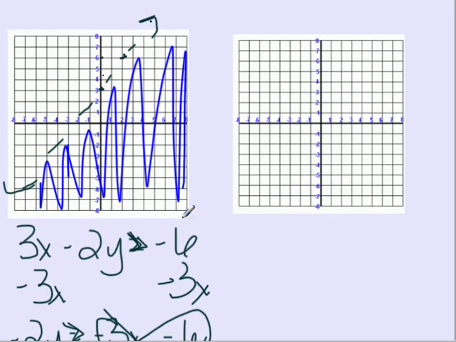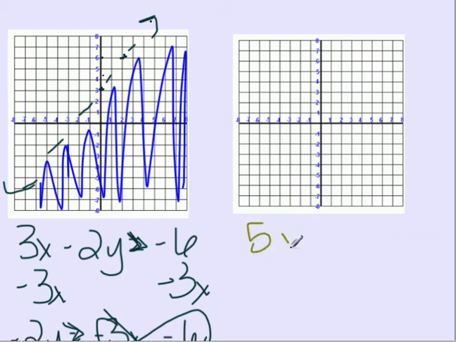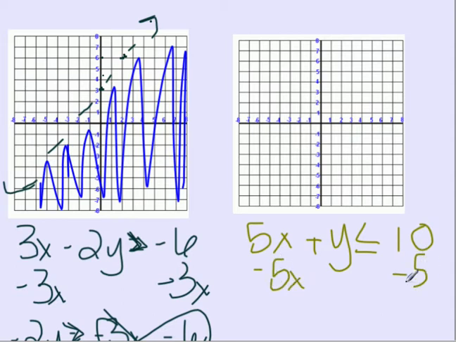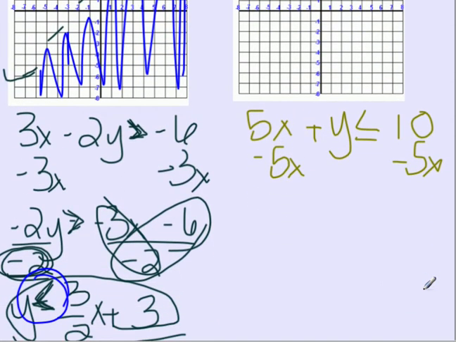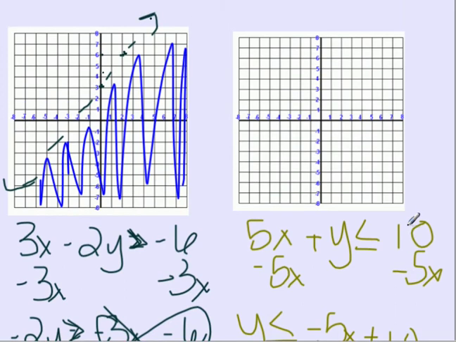So first thing we need to do is solve number 9 for y. So I'm going to do 5x plus y is less than or equal to 10. So I'm going to go ahead and subtract 5x from both sides. And then I get that y is less than or equal to a negative 5x plus 10. So now I'm going to go ahead and graph that. Well, we have a problem, right? Because our graph doesn't go up to 10.